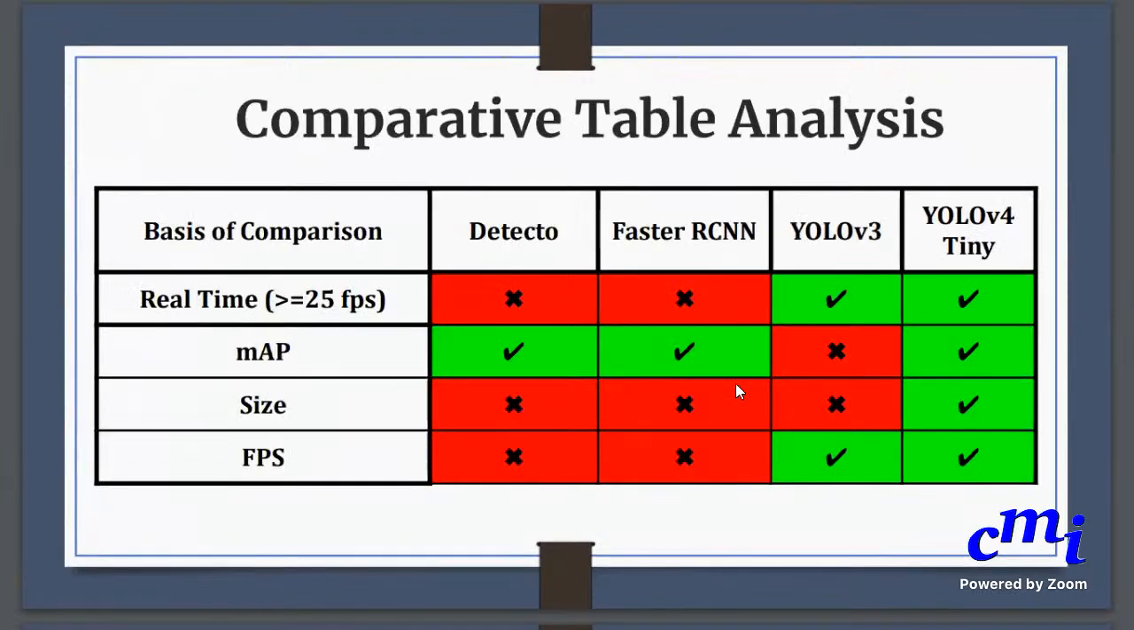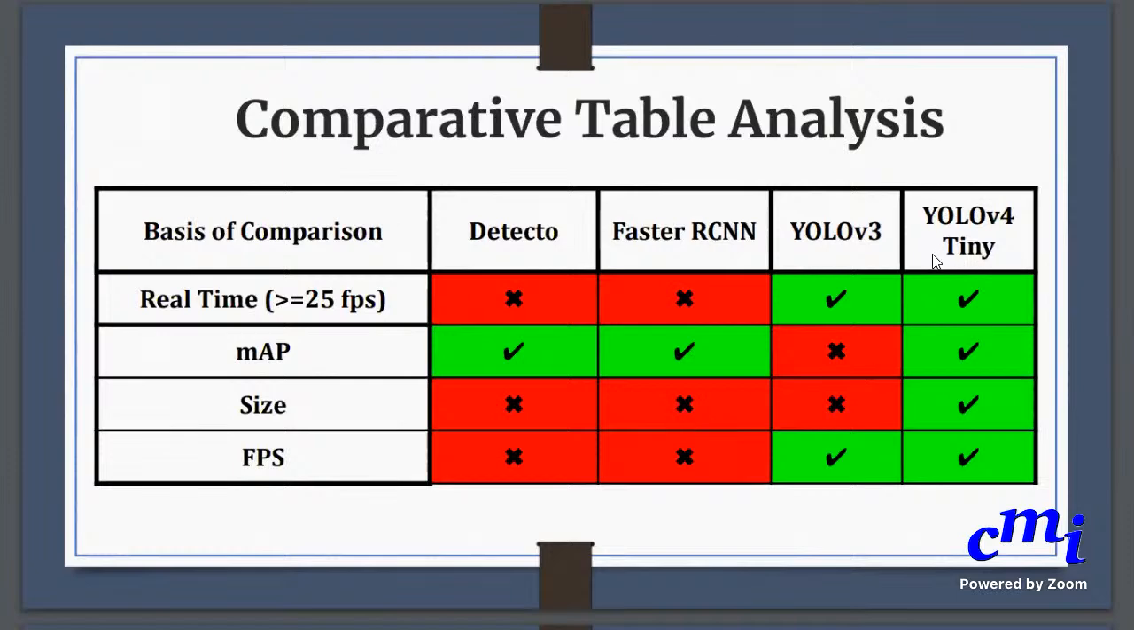Then there is a very quick summarization of all the things which we have done. As we just spoke about, real time means greater than 25 FPS. We saw that Detector and Faster RCNN do not have a very good FPS, but they do have a good mAP score. And the size is also a very big issue because they are 158 MB or something of that size, which we don't want.